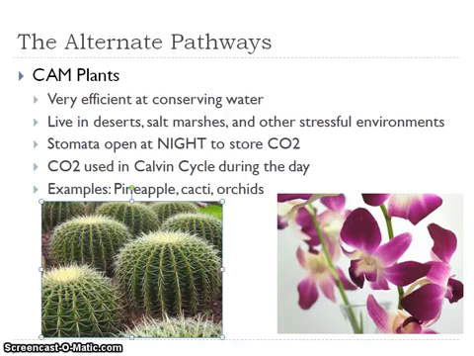C3, C4, they're going to be open during the day when the light's out. When we are opening our stomata at night, we can take in that CO2 and we can store it in our leaves. And then during the day, we run the Calvin cycle to use it to turn it into glucose. Some examples you're probably really familiar with are pineapple and cacti and orchids.